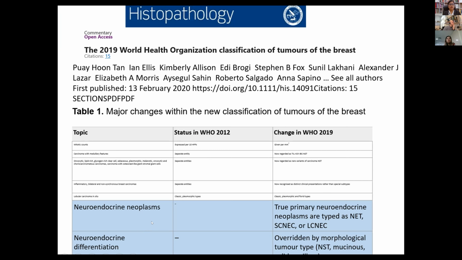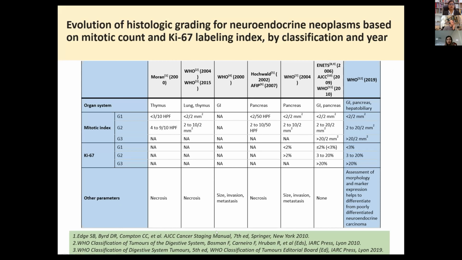The neuroendocrine tumors are specified as neuroendocrine neoplasm and neuroendocrine differentiation. Neuroendocrine neoplasms are typed as neuroendocrine tumor, small cell neuroendocrine carcinoma, and large cell neuroendocrine carcinoma. Neuroendocrine differentiation is overridden by the morphological tumor type, like NST, mucinous, and solid papillary carcinomas.